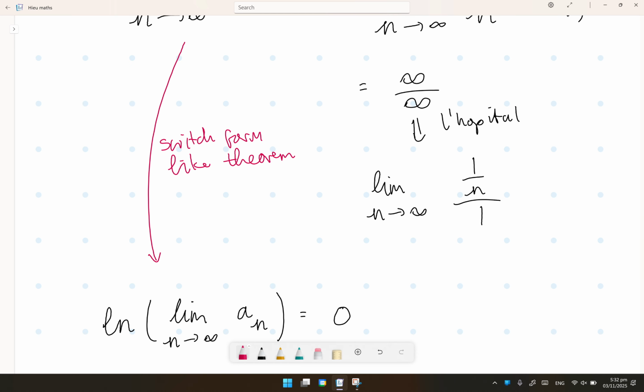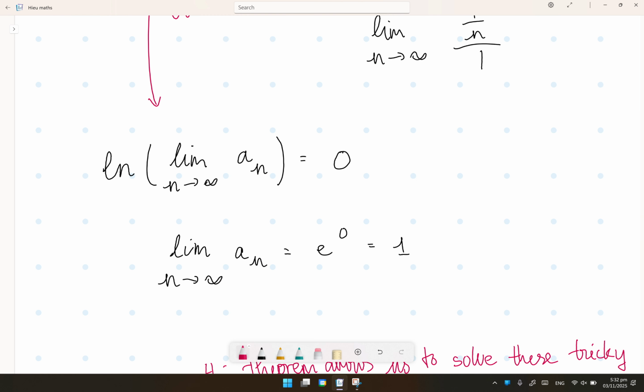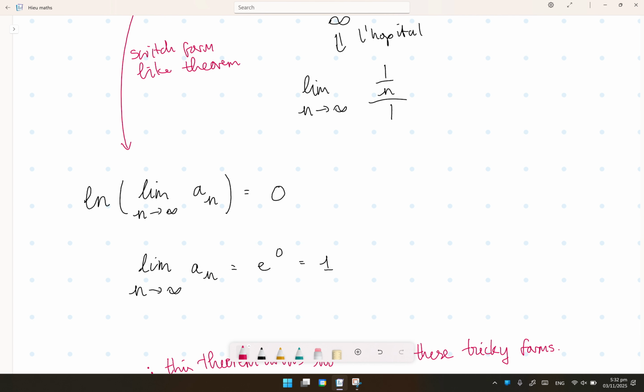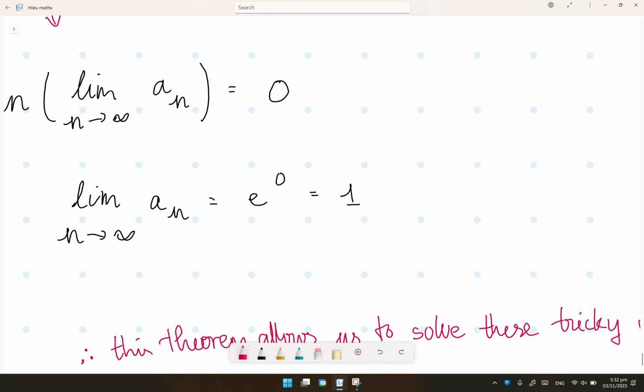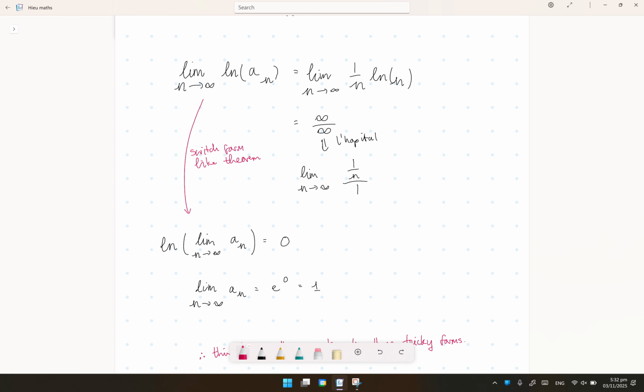So what's the limit of an, right? An to infinity. Well, you can do this. You can take the limit inside, there, and then use e to the power of the whole equation to remove that ln from the left side. You get this. Lim n to infinity of an is equal to e to the whatever this is, 0, and that's going to be equal to 1. And so what we're doing here is we're kind of using the log to remove a really tricky part, and then taking the limit inside and then removing that log to be able to give us an answer.